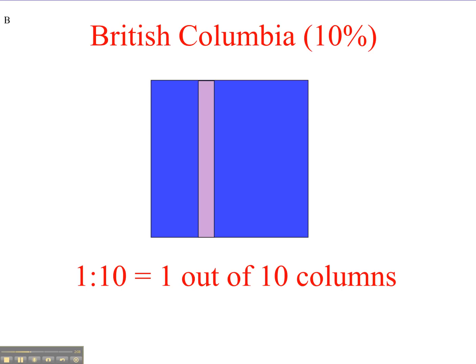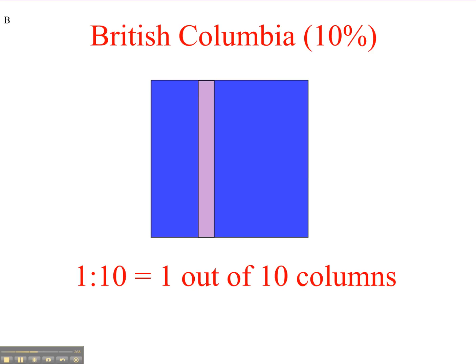Question B says, how do you know the percent for British Columbia is equivalent to the ratio 1 to 10? Well, we know this is true because when we colored 10 out of 100 blue squares, we colored 1 out of 10 columns. So 1 to 10 is equal to 1 out of 10 columns. We could put 10 columns in here if we had to fill up all the way to 100%. And this 1 to 10 ratio, of course, is a part to whole ratio, as you'll remember from our last few lessons.